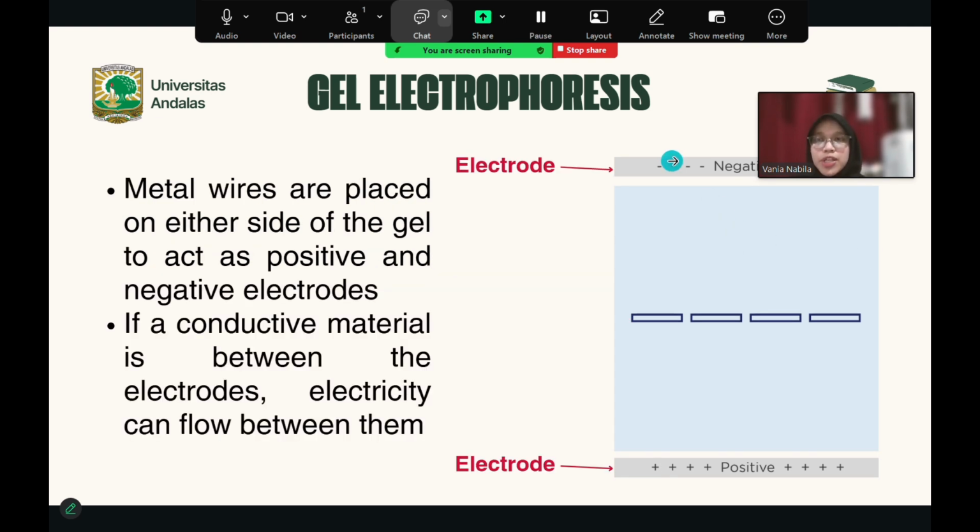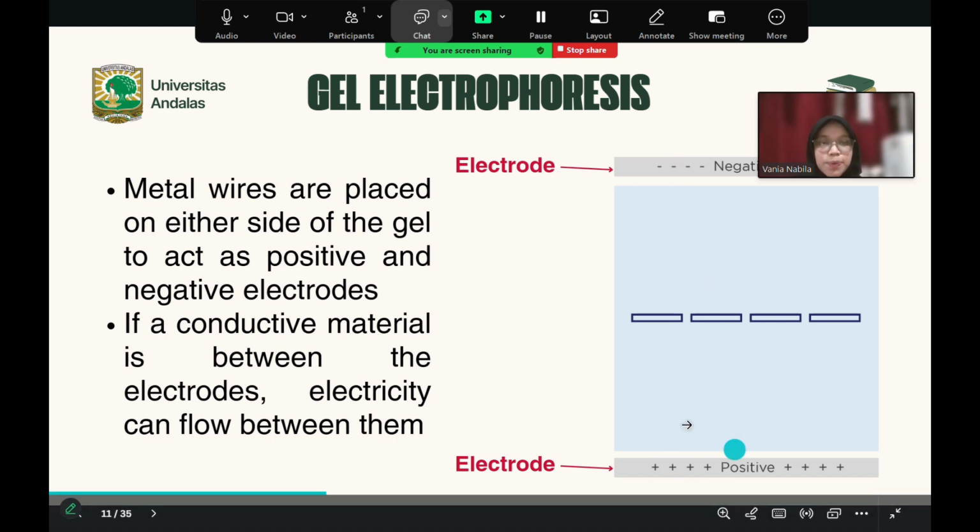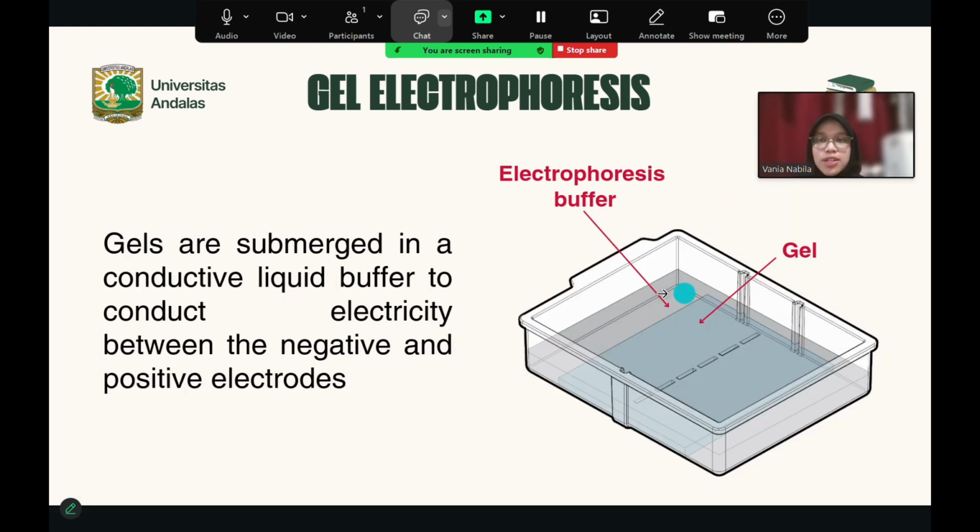And there is a metal wire placed on either side of the gel to act as the positive electrode and the negative electrode, so the electricity can flow between them. And the gel is submerged in a conductive liquid buffer to conduct the electricity between the negative and positive electrodes.